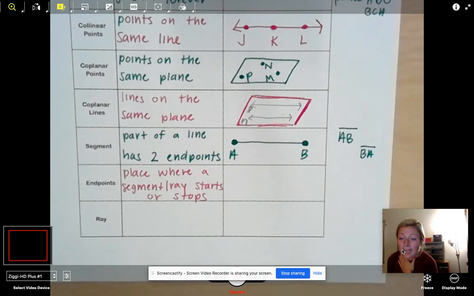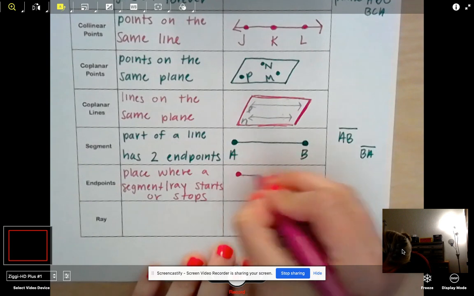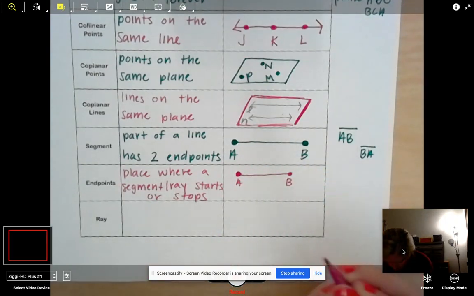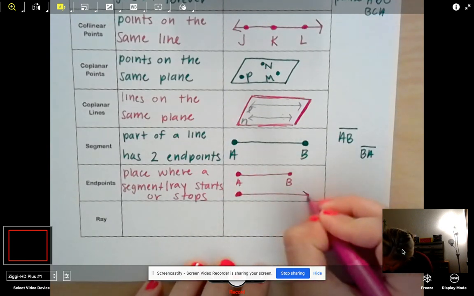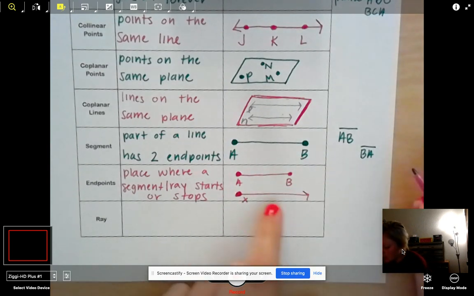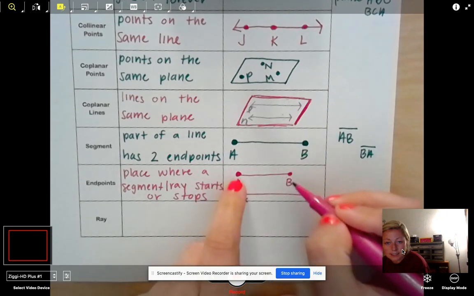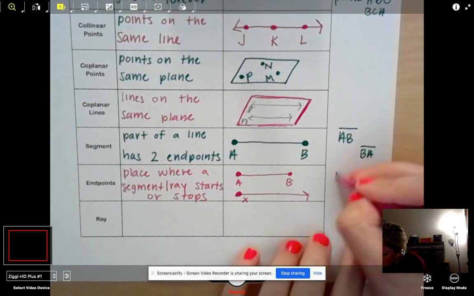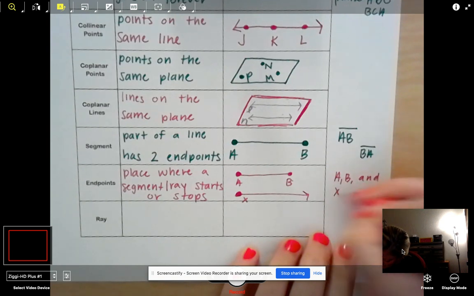So if I wanted to have an example of this, let's just use the one we just did above. AB, or I guess we can make a ray just so we can see what that looks like. Call that X. So all 3 of these, do you guys see how they're like endpoints? It starts, it stops, it starts, they're endpoints. So A, B, and X are endpoints.